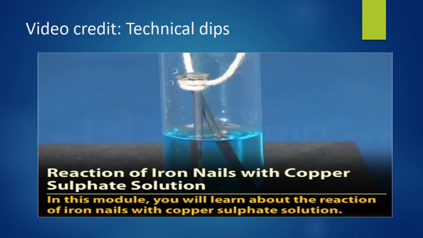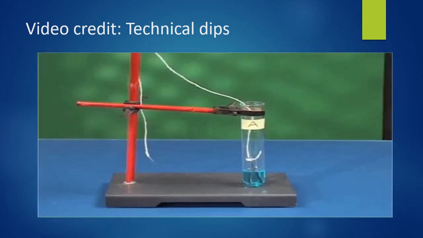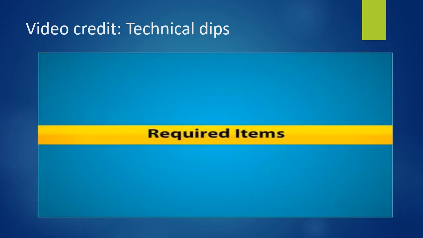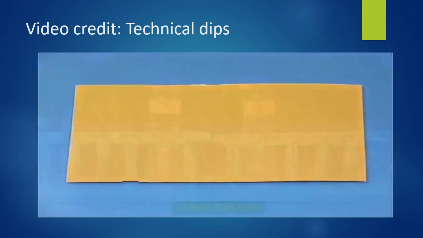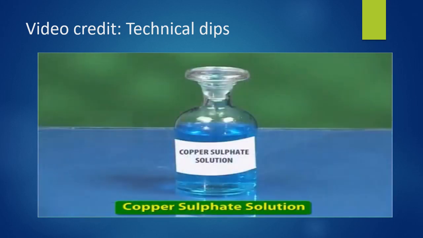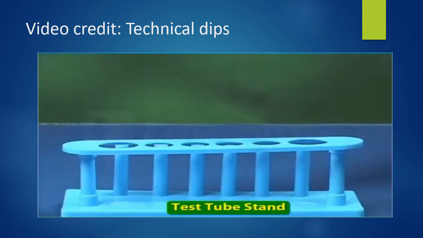Reaction of iron nails with copper sulfate solution. In this module, you will learn about the reaction of iron nails with copper sulfate solution. When an iron object is kept in copper sulfate solution, the color of the object and the copper sulfate solution changes. Let us perform an activity to find out the details of this color change. For this activity, you will require iron nails, sandpaper, test tubes, copper sulfate solution, thread, clamp stand, and test tube stand.